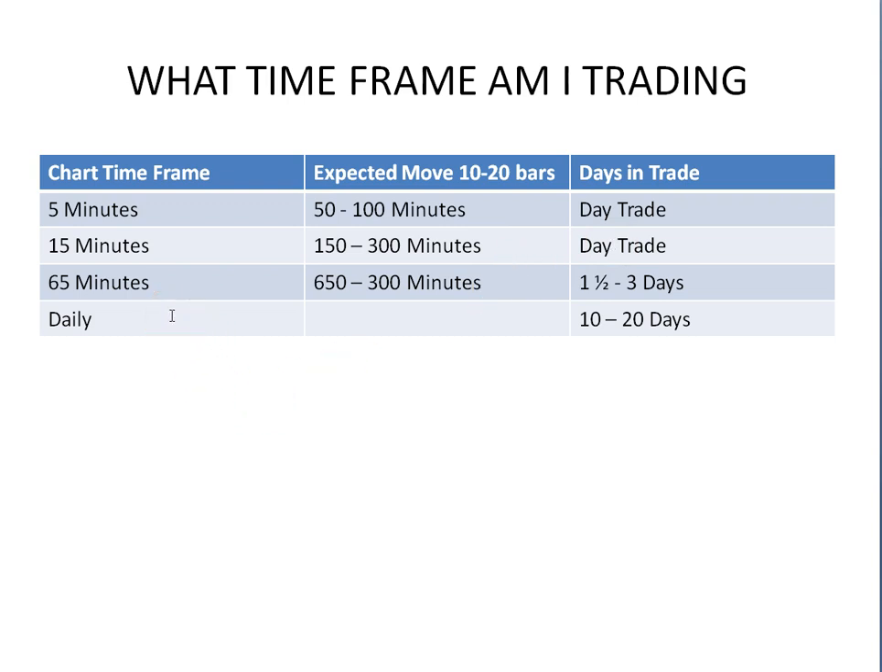So as far as swing trading is concerned, holding overnight with an expectation of a continuation move beyond that, the 65-minute chart is a good candidate, because that'll give you a swing trade of 1.5 to 3 days. And if you trade it only off the daily, then you could look to 10 to 20 days for your trade. So this gives you an idea of what to expect from the different time frames.